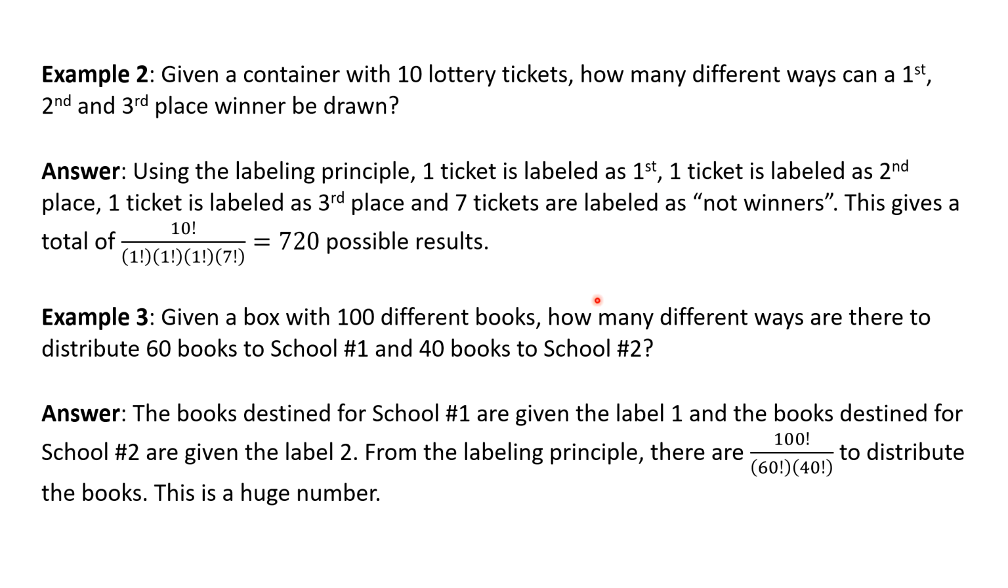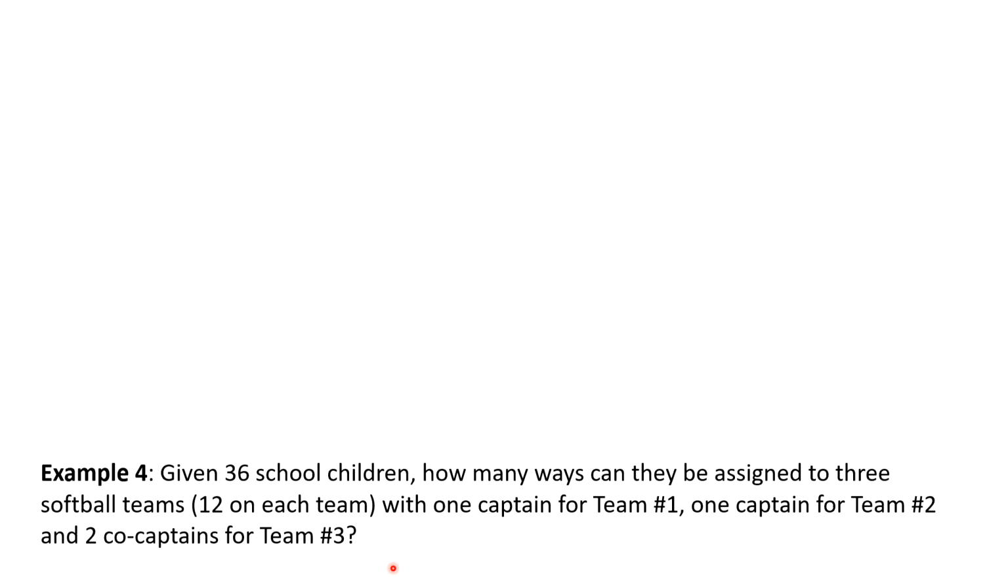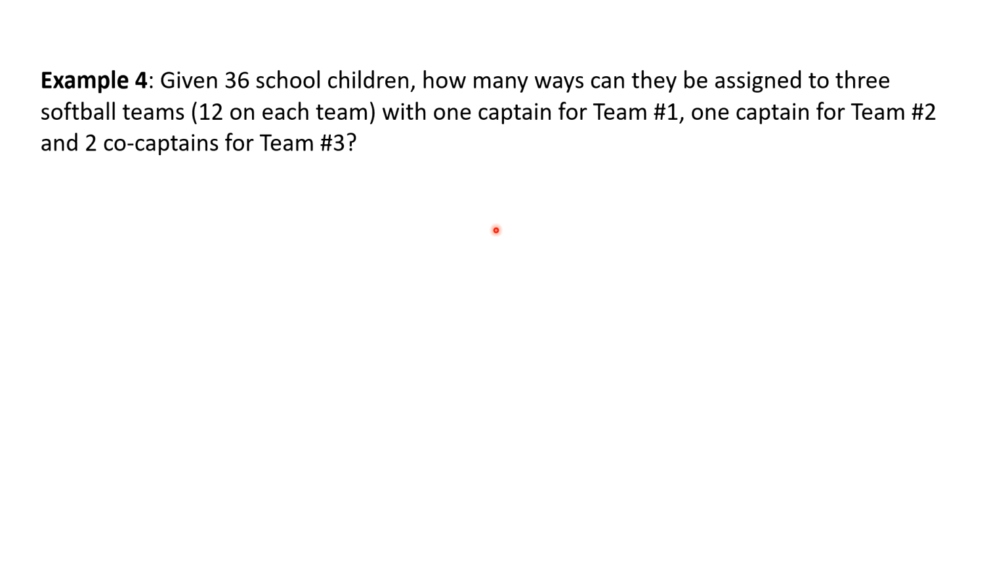Okay, I have yet more examples, so let's continue. Example number 4. Given 36 school children, how many ways can they be assigned to 3 softball teams, 12 on each team, with 1 captain for team 1, 1 captain for team 2, and 2 captains for team 3? I'll give you the solution on this slide, so if you want to try it, pause now, and I'll come back in a second and give you the answer.